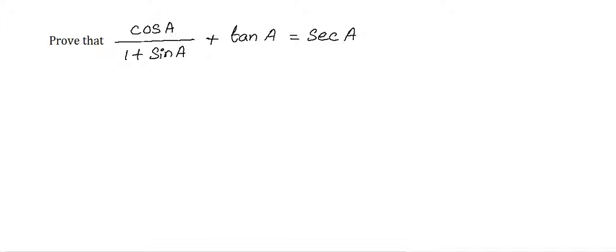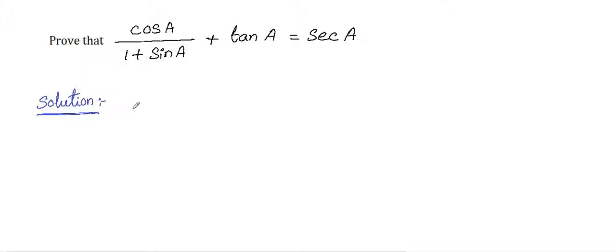Let's solve the trigonometric proof which I have written on the whiteboard. Given: cos A divided by 1 plus sin A, plus tan A, equals secant A. Here we need to prove the left hand side equals the right hand side by using the basic trigonometric identities.